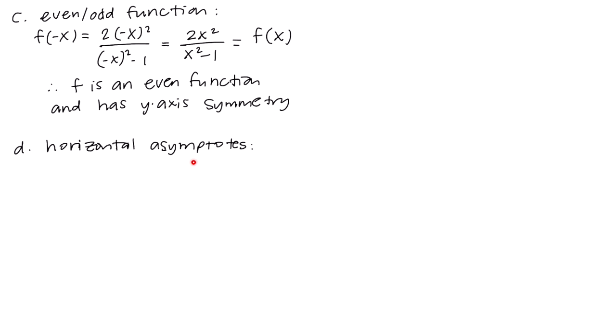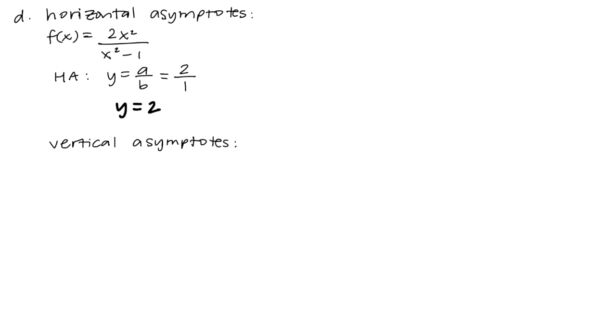Next, we're going to check horizontal asymptotes. This is a rational function, so p is 2, q is 2. Because p equals q, according to the chart, that means that the horizontal asymptote is going to be y equals a over b. A is the leading coefficient of the numerator, b is the leading coefficient of the denominator, so that would be 2 over 1, or y equals 2. To find our vertical asymptotes, we can look at the denominators, so we can go x squared minus 1 equals 0, and again, when you solve this, you get x equals plus or minus 1. So those are our vertical asymptotes.